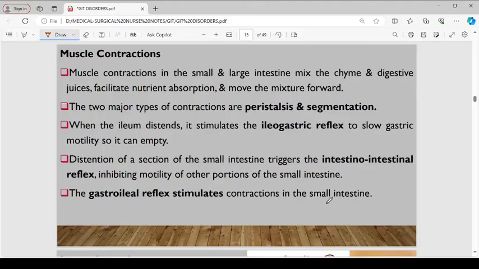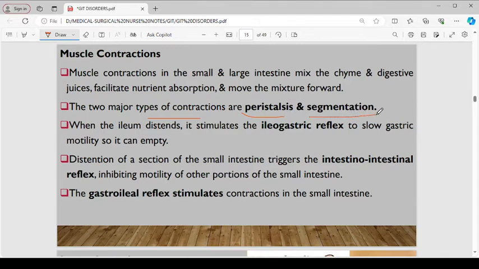Muscle contractions in the small and large intestines will mix the chyme and the digestive juices, facilitate nutrient absorption, and move the mixture forward. So we have two types of contraction: peristalsis and segmentation.